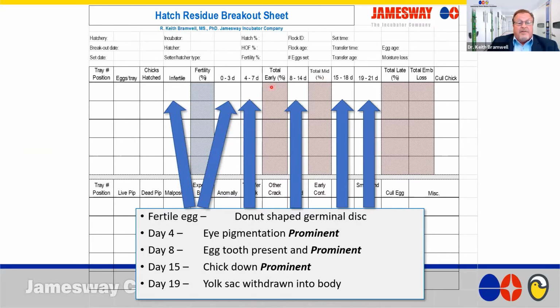But then I also have a total early. I always like to say, what was my total early? And our middle, what was our total middle? And then our total late, then total embryo loss. And for me, I've tried to make everything as simple as possible.